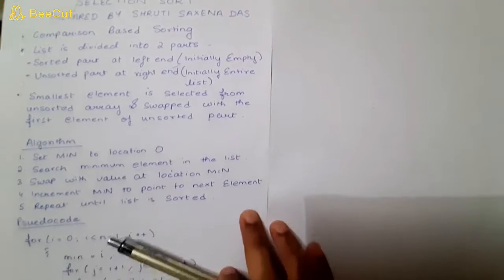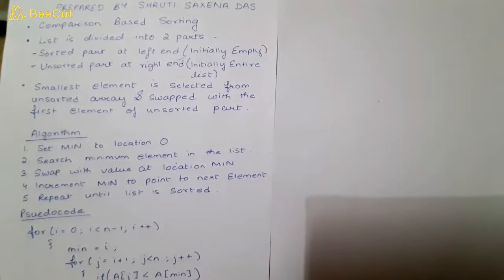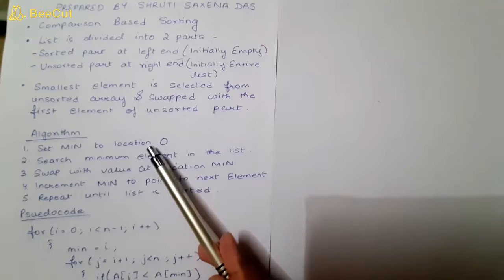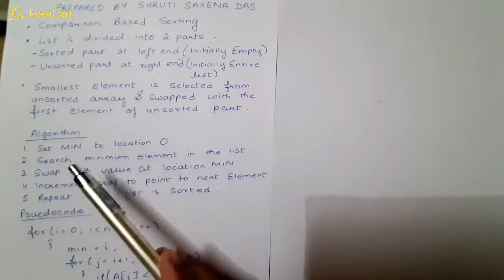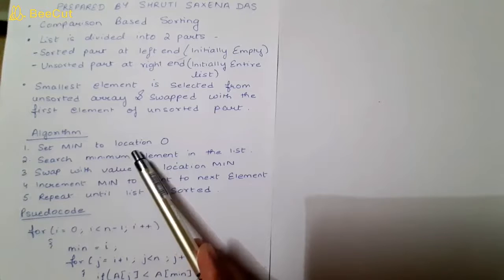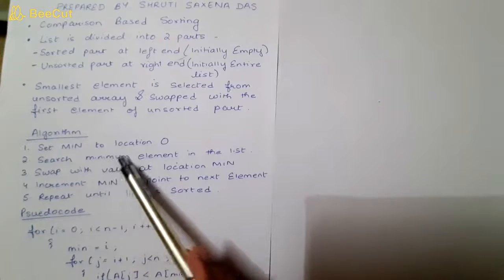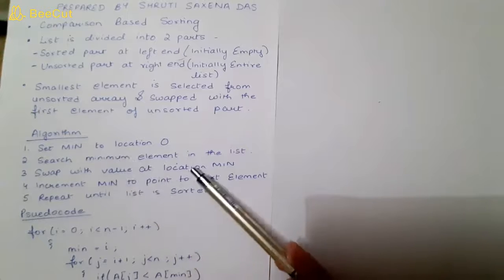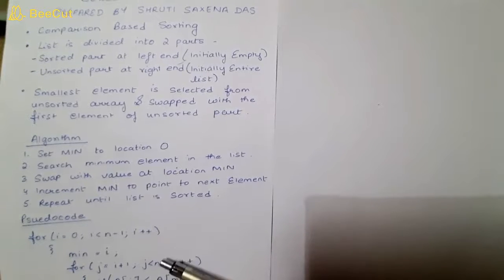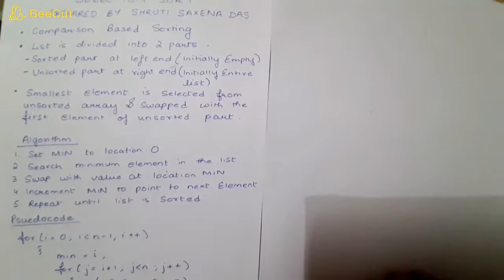In the algorithm, which is written on the sheet, you can see that we have to take one variable, min. Initially it will be pointing to location 0, so the first element of the array will be the minimum. Now we'll search for the minimum element in the whole list, and after finding it, we need to swap it with the element at 0. After that we'll increment the value of min, and then repeat this again and again until the whole list is sorted. So that is the algorithm. We'll see the example and then we'll come to pseudocode.